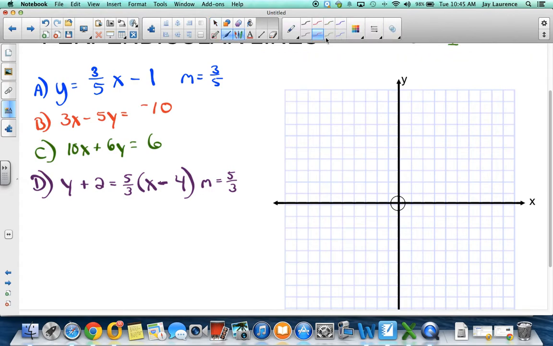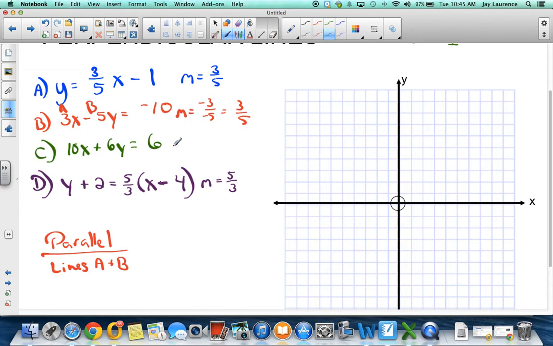Now, if you watch the other video and you remember that the slope is found by doing negative of a over b, well, it looks like a is 3 and b is -5. So the slope is going to be -3 over -5, which is 3/5. Well, look at that. A and B are parallel to each other. So I'm going to do parallel, and that'll be lines A and B. They're parallel to each other.